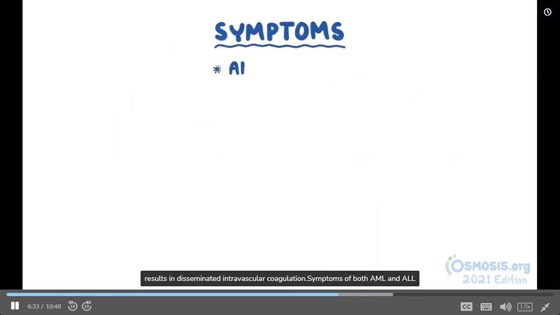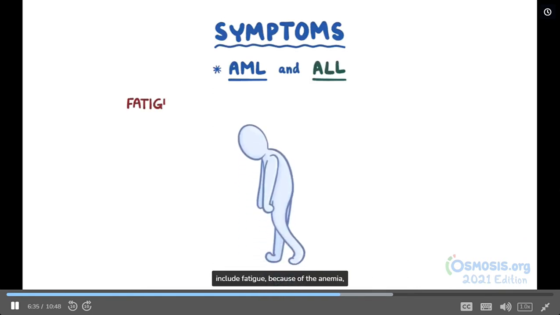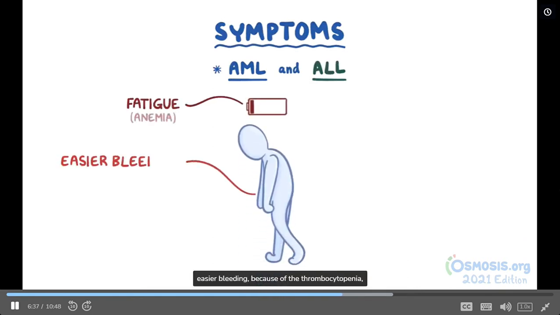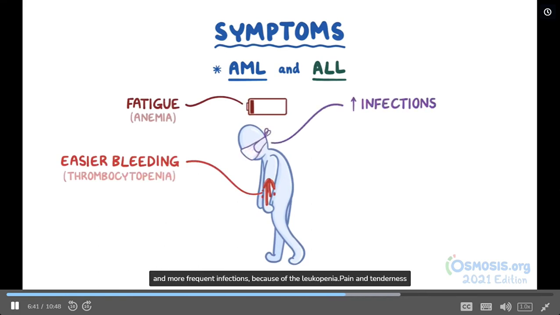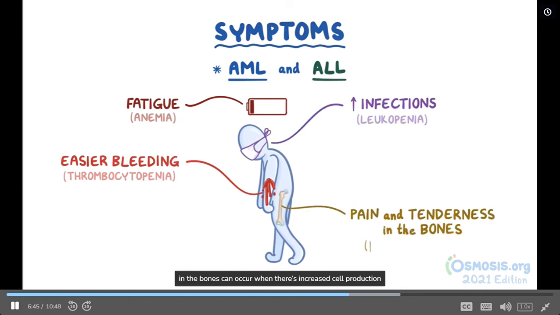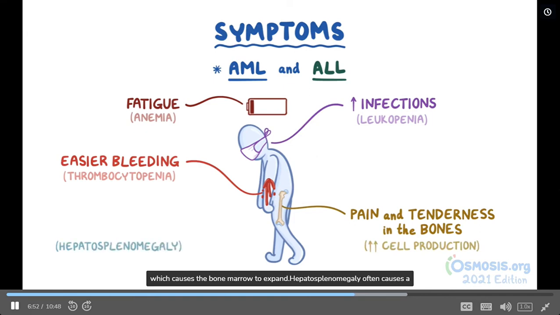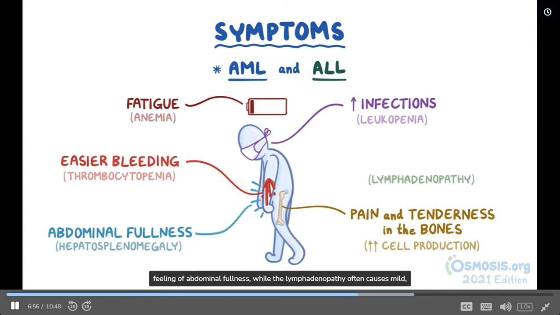Symptoms of both AML and ALL include fatigue because of the anemia, easier bleeding because of the thrombocytopenia, and more frequent infections because of the leukopenia. Pain and tenderness in the bones can occur when there's increased cell production, which causes the bone marrow to expand. Hepatosplenomegaly often causes a feeling of abdominal fullness, while the lymphadenopathy often causes mild but localized pain in the lymph nodes.